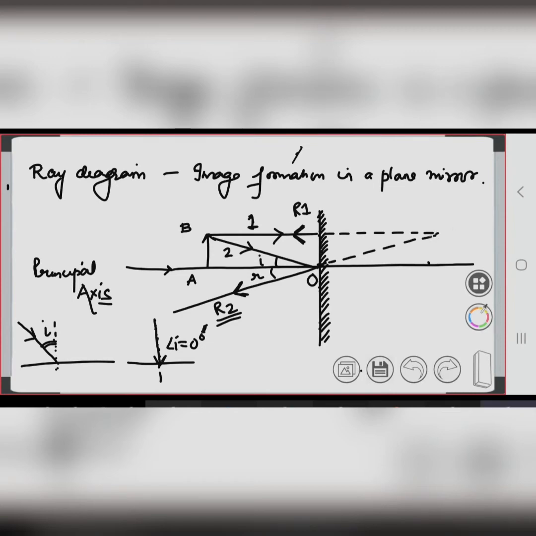So now what I've done is I've extended them backward, and I can see they meet at the point where I've drawn the image A dash B dash. This would be the image. Okay. So an image has been obtained from the reflected rays.